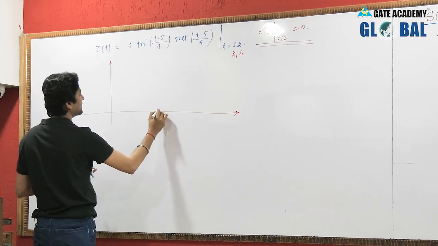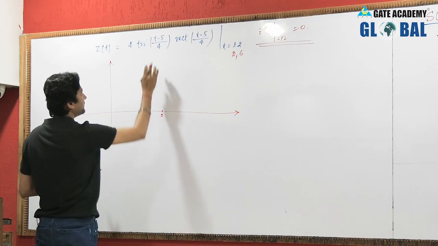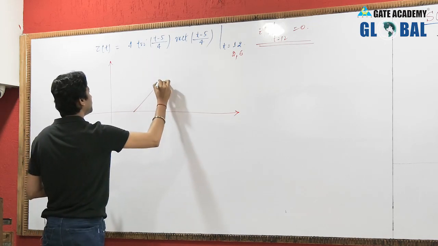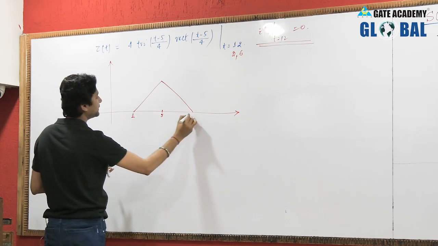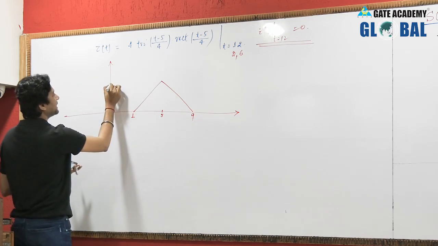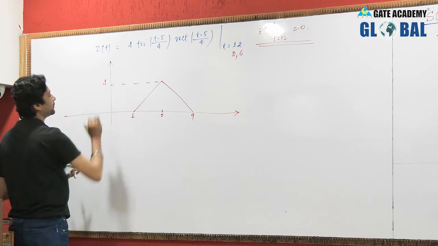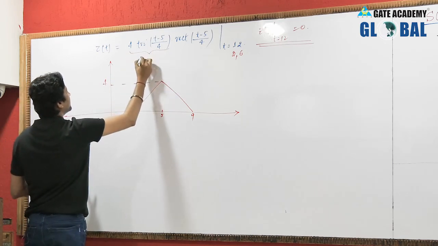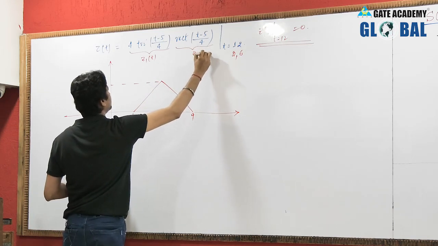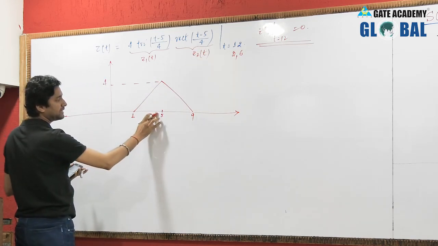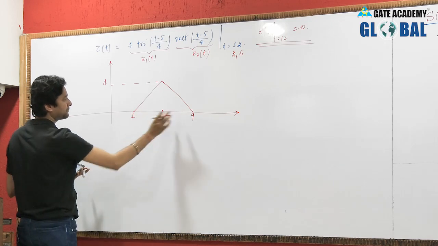So this signal is centered at t = 5, having half width 4. Therefore we have drawn a signal having half width 4, so this point will be 1 and this point will be 9. And the amplitude of this triangle is given to be 4. Say it is z1 of t and let the other be z2 of t. So it is the first signal which is centered at 5 having half width 4.